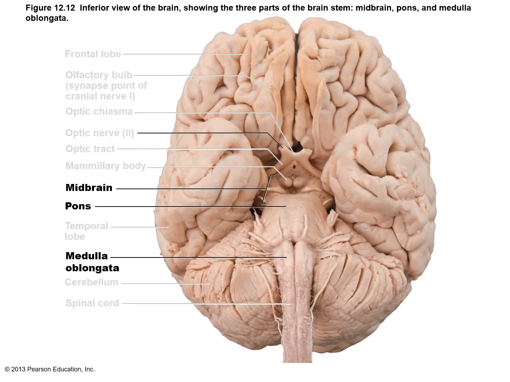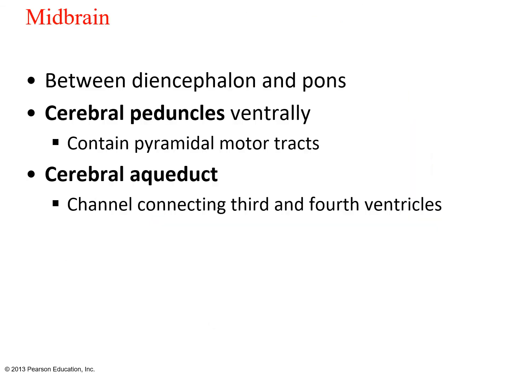So here again we see the midbrain, the pons, and the medulla oblongata highlighted. The midbrain is between the diencephalon and the pons. It's the superiormost portion of the brainstem. Ventrally, it has cerebral peduncles, which contain pyramidal motor tracts. So these are tracts that go from the motor cortex in the cerebrum down to the effectors. The cerebral aqueduct is a channel that connects the third and fourth ventricles, and it is enclosed by the midbrain.